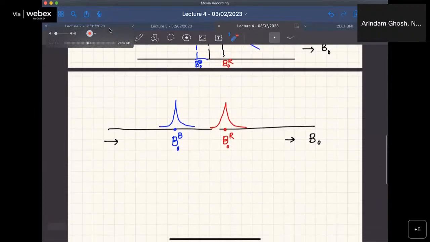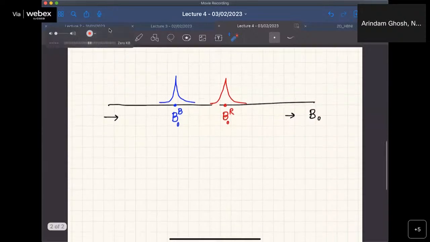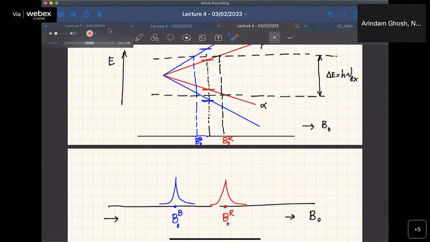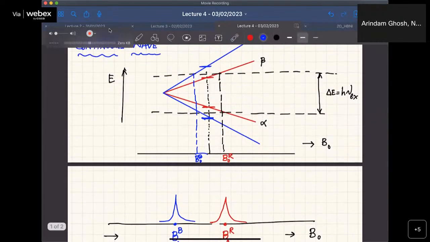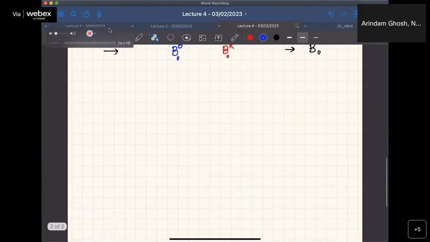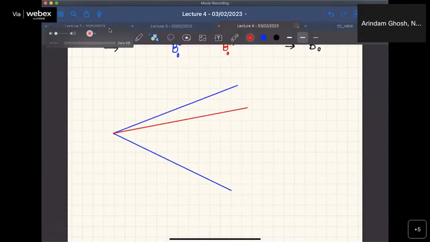This is slow. So Richard Ernst, who won the Nobel Prize, thought that this is not a good way to do it. So what we should do is this particular thing. Let me try drawing this again, because I have made it very messy over here. So I have to draw it again. Okay, I have drawn it.